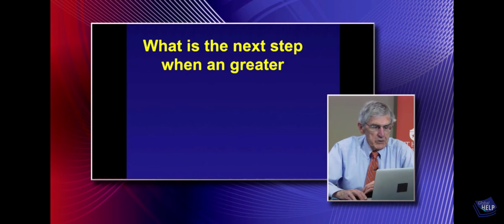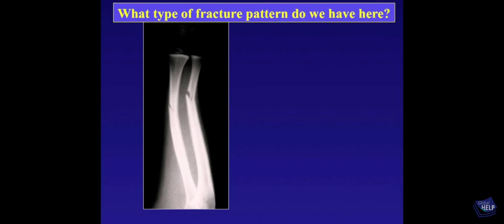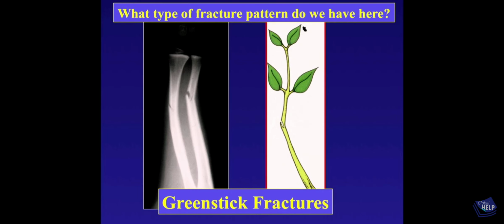Now, what's the next step when a greater bending force is applied to the diaphysis? If you go all the way through, past that, what happens? It becomes complete. Complete failure, that's right. Well, you begin to get partial failure first. And what kind of fracture do we call that? A greenstick fracture. Yeah, it's a greenstick fracture. It's like a green stick.